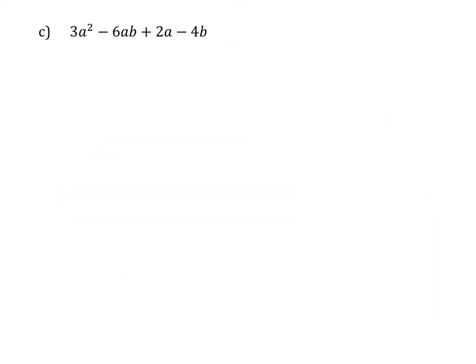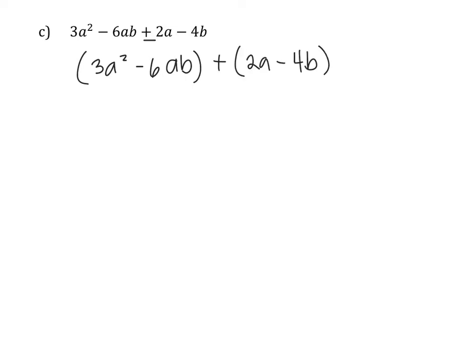This one, we'll rewrite it. Again, we have plus in the middle, so all I have to do is put parentheses: 3a squared minus 6ab, be careful when you rewrite, plus 2a minus 4b. Factoring out what we have in common, 3a squared and 6ab, they both have at least a 3 and an a, so I'm left with, on the inside, 3a squared divided by 3a is just a. Negative 6ab, I know it's going to be negative 2. The a is taken out, so I'm left with b.